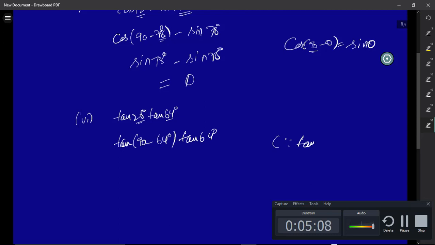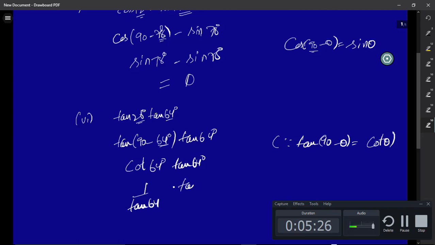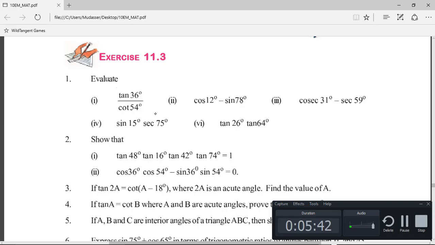Now we know that tan of 90 minus theta is cot theta. So this should be cot 64 degrees. Tan 64 degree I'm writing as it is. Cot 64 is 1 by tan 64, because we know that cot theta is the reciprocal of tan theta. Cot theta is 1 by tan theta. Now tan 64 gets cancelled. I get the answer as 1. Now let me go ahead and solve the first bit here.